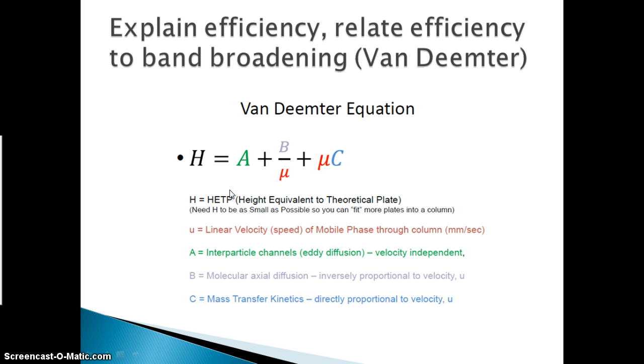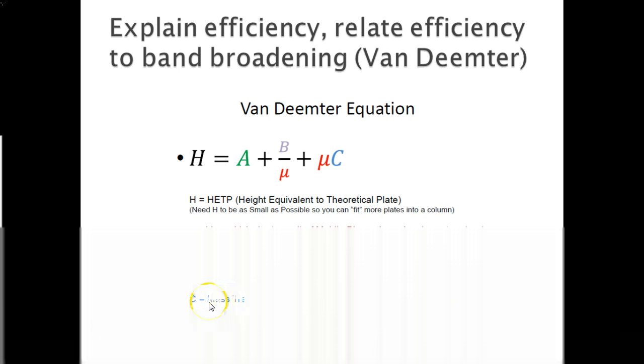So an equation that includes the main factors contributing to column band broadening was developed and is known as the Van Deemter equation. It has H equals A plus B divided by u plus Cu, where H is height equivalent to a theoretical plate, so the theoretical plate's height, u is linear velocity, A is eddy diffusion, B is longitudinal diffusion, also known as molecular axial diffusion, and C is mass transfer.